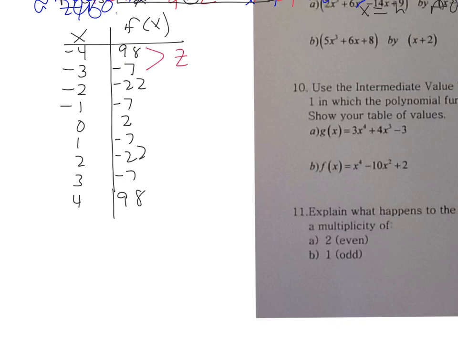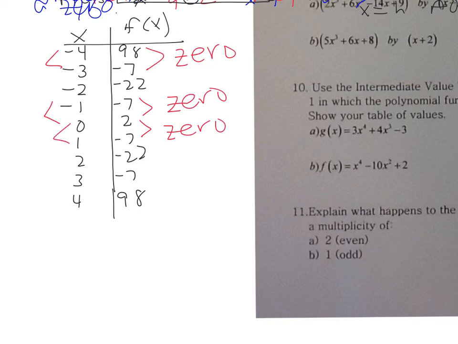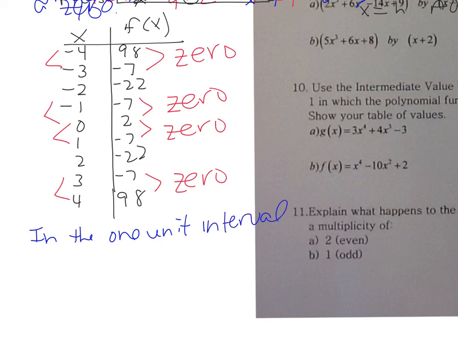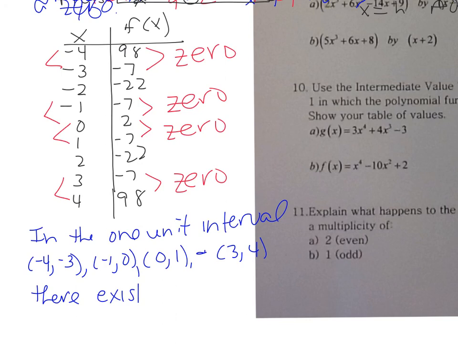Okay, so I have a change here. That means there's a 0 here. I have another change here, so there's another 0. Another change here, 0. And then I have a change here, which says a 0 here. So in the 1 unit interval, negative 4 to negative 3, negative 1 to 0, 0 to 1, and 3 to 4, there exists a 0.